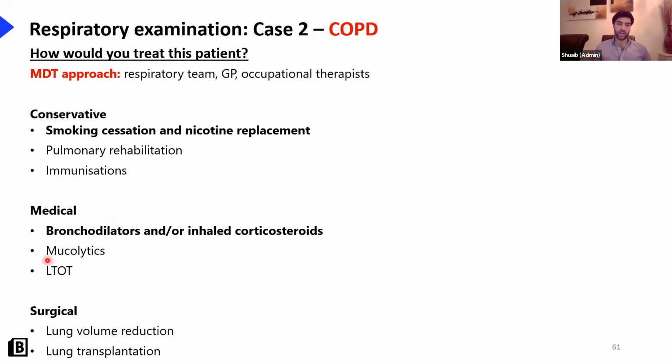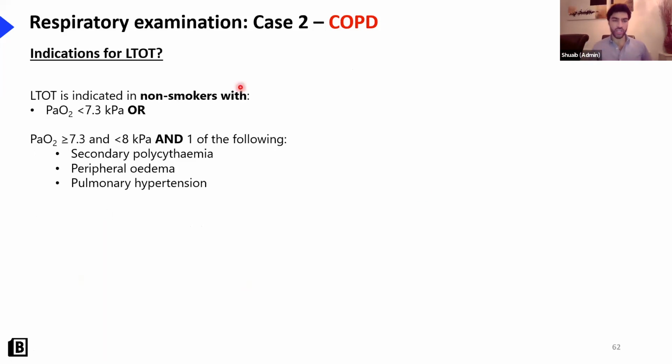Mucolytics to break up the mucus, long-term oxygen therapy, you need to know the indications. And in patients with severe disease, you can consider lung volume reduction or even lung transplantation. And these are indications for long-term oxygen therapy. The patient must have stopped smoking, because if a patient continues smoking and they're on long-term oxygen therapy, they're at risk of essentially blowing themselves up because they could ignite their oxygen tank. So you must make sure they're not smoking.